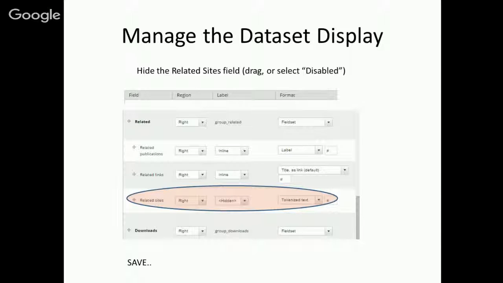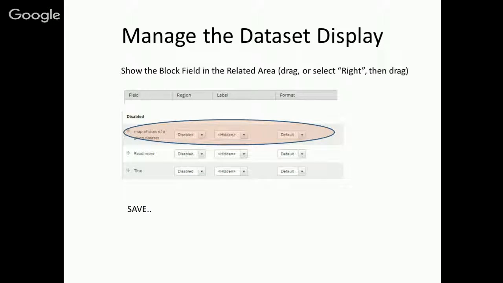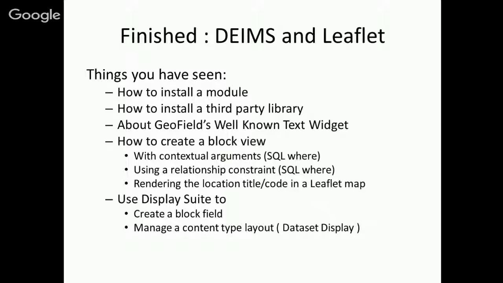Okay, and then we'll come back to the same form, and likewise, we're gonna go to the disabled area, and we'll see there that we have the block field that we just created, which is the map of sites of a given data set. It's marked appropriately. You can drag it all the way up to where the previous field that we just disabled was, in the right area under the related group, or just select the region right and then drag. Okay, after you are done with that, save it, and then we are pretty much done. We are now ready to see the new maps instead of those list of locations.